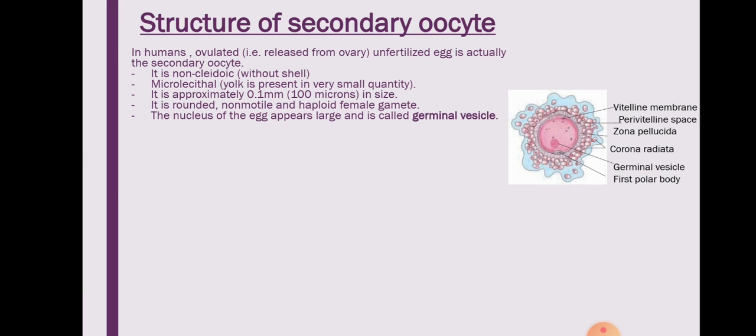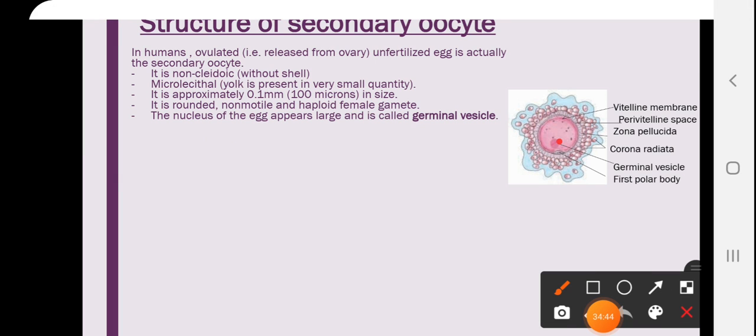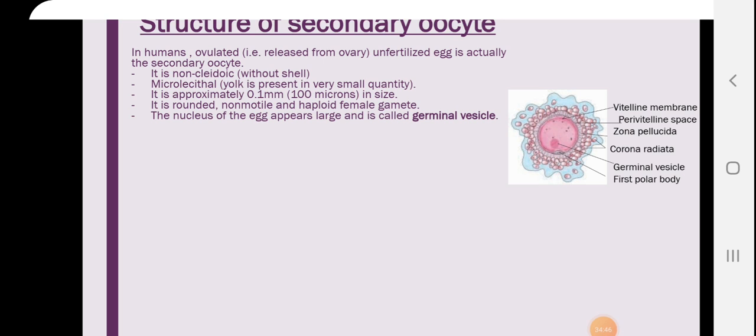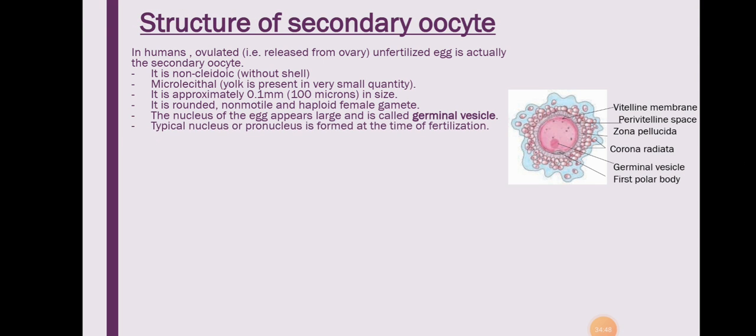The nucleus of the egg appears large, and this is called the germinal vesicle. This is the germinal vesicle. A typical nucleus or pronucleus is formed at the time of fertilization. The cytoplasm of the egg, also called ooplasm, has no centrioles.